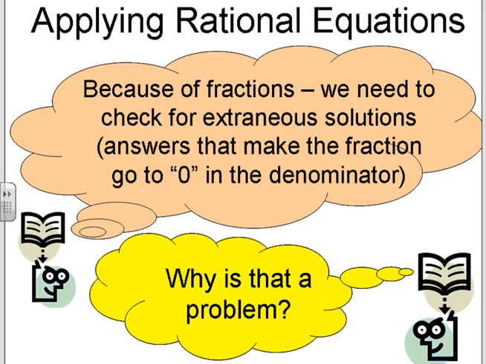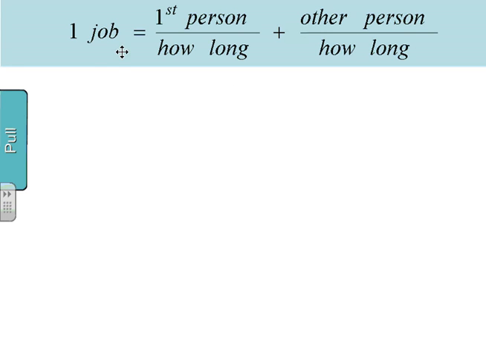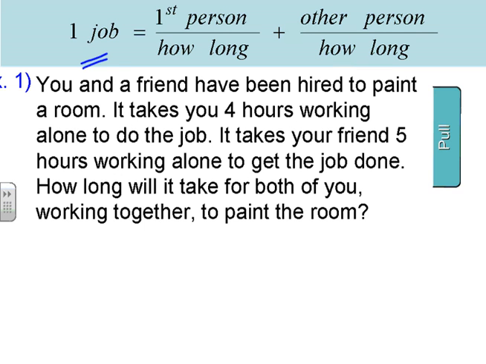Now, it's really simple when we work with work problems. It kind of sets itself up this way. We'll have one job, and that one job will consist of two different people's rates. The first person, how long it takes them, and the second person, how long it takes them. Now, what we'll be able to do is, by this one example, explain how we would set that up.